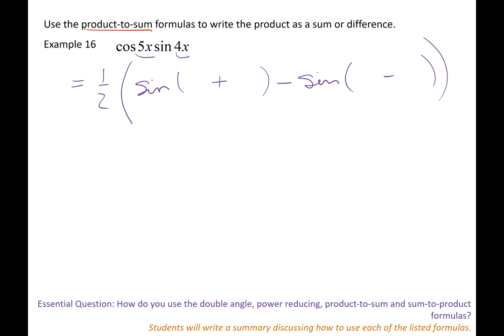So my angles this time are 5x and 4x. Those look kind of goofy, but we're going to go with it. 5x and 4x. It isn't like pi over 6 or something like that. All right, and now I'm just going to simplify what I've got. So I see 1/2 sine, what's 5x plus 4x? 9x minus sine of what? 1x or just x. Done. That's all you have to do with it. Not nearly as complicated as yesterday, right?